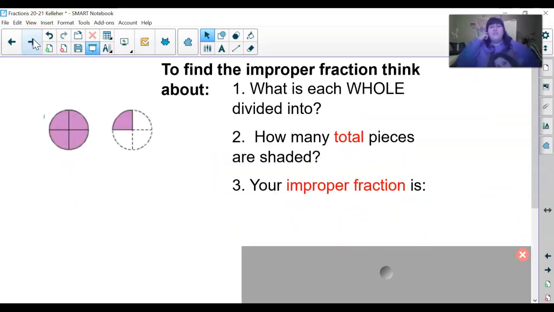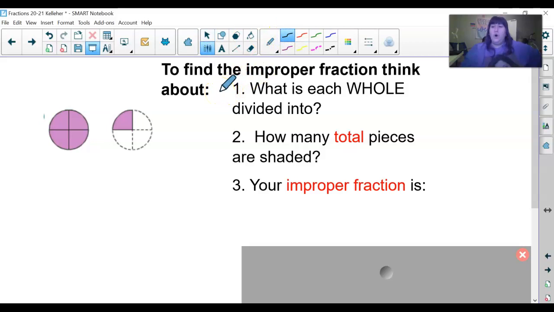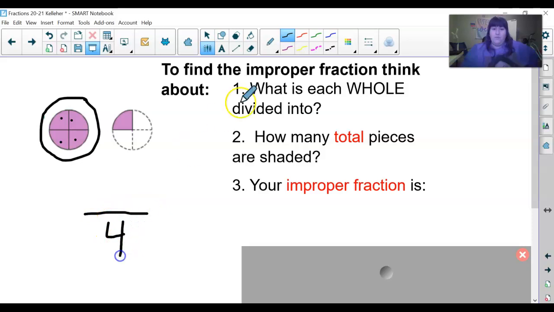All right. Now, to find the improper fraction, if you're looking at a model, you need to ask yourself a few things. Number 1, what is each whole divided into? So in this picture, we have 2 wholes, but they're not all filled out. This is the only whole that is completely filled out. So what is each whole divided into? How many parts? Well, 1, 2, 3, 4. Since 1 whole is divided into 4 parts, that means our denominator is going to be 4.